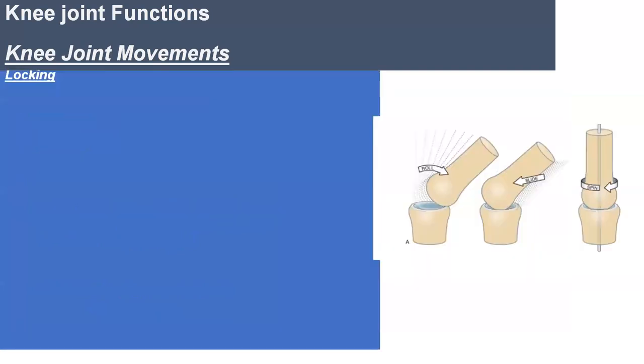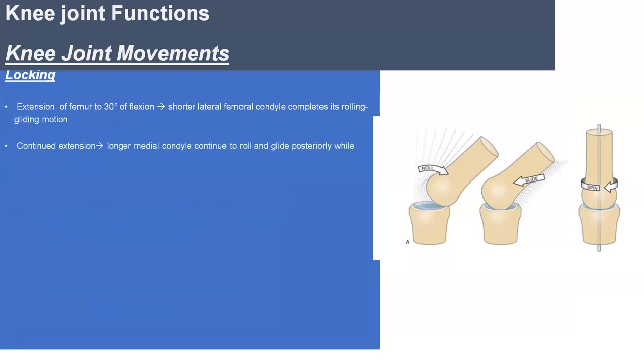So coming to the next, locking. In extension of the femur to 30 degrees of flexion, the shorter lateral femoral condyle completes its rolling and gliding motion. On continued extension, the longer medial condyle continues to roll and glide posteriorly while the lateral condyle is halted.